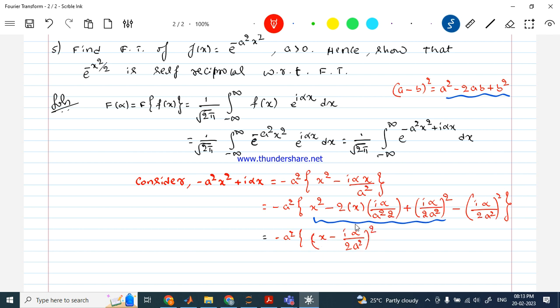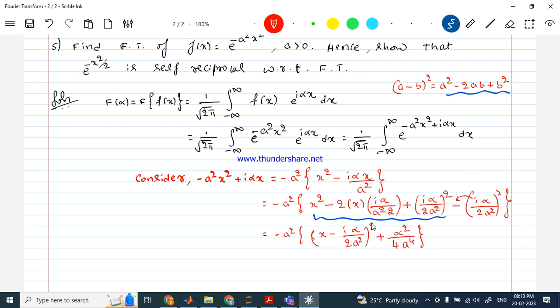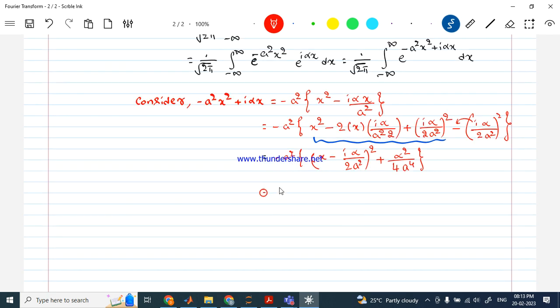2a square, whole square, a minus b whole square, minus, but you have i square here, that will make it plus alpha square by 2 2s are 4, so 2 square is 4, a square whole square is a power 4. Now let me multiply minus a square inside. This becomes minus a square into x minus i alpha by 2a square whole square and minus alpha square divided by 4a square.